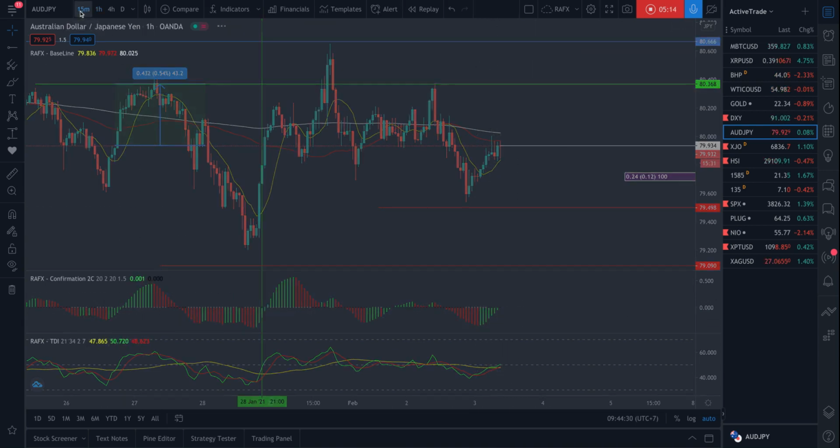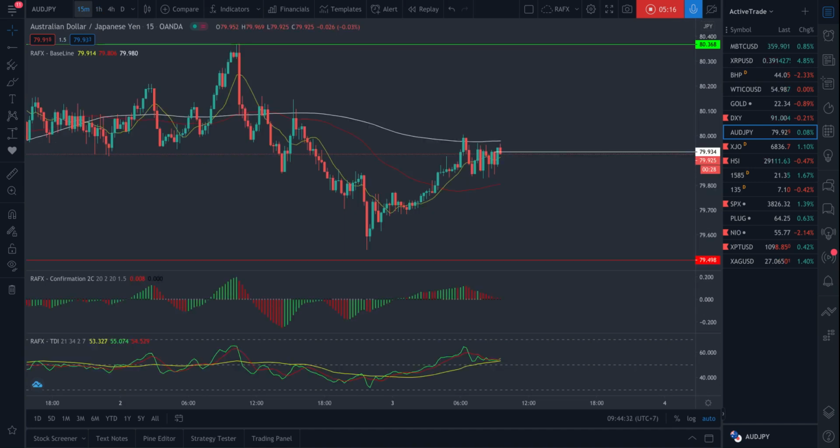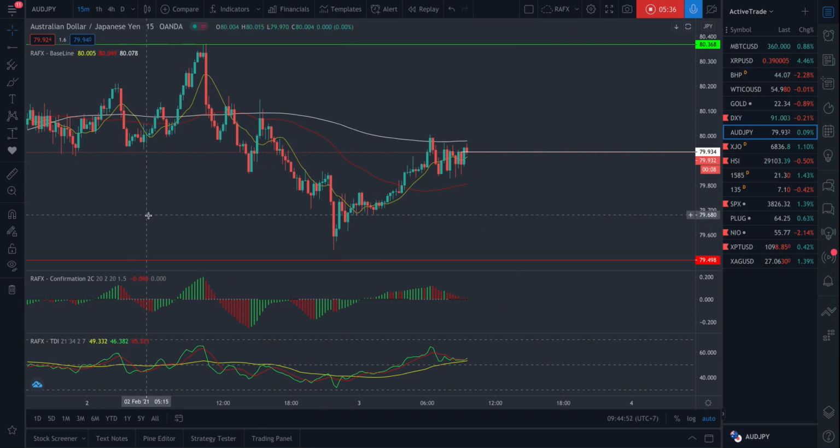The next one is on the 15-minute chart. This is basically the same checking that I do on the 1 hour time frame. This is a confirmation if on the lower time frame the build-up of the momentum and the trend is being confirmed. How I do that is with the help of confirmation 2C. This one here should stay above zero.